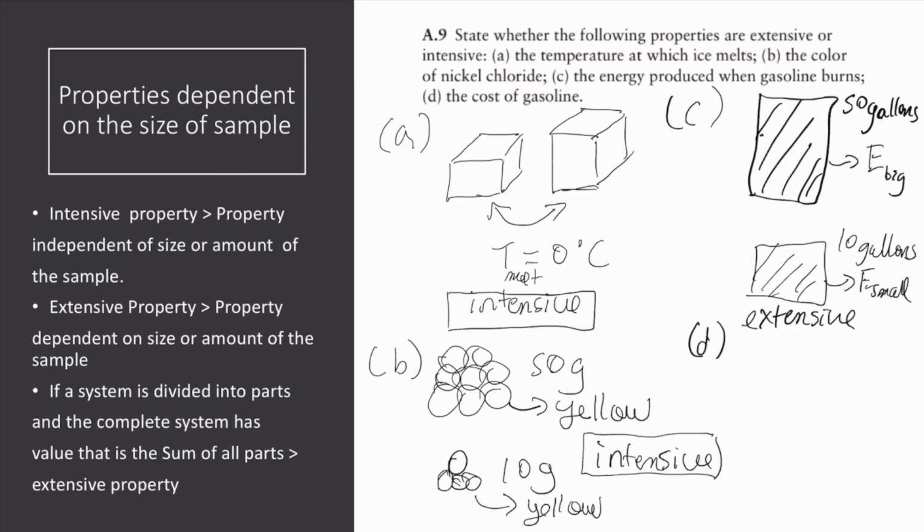For D, the cost of gasoline. So this obviously costs me more than paying for 10 gallons of gasoline. So this one is also an extensive property.